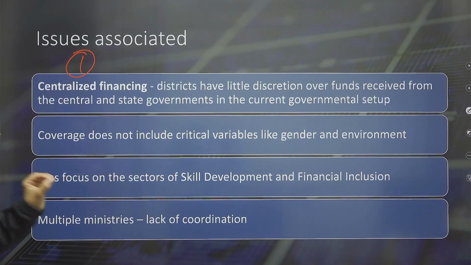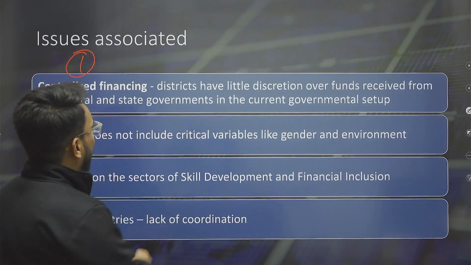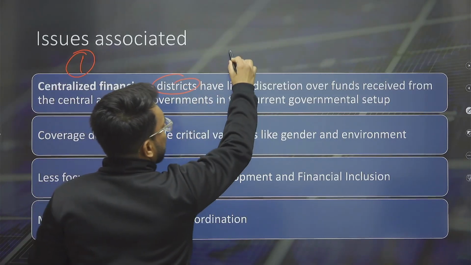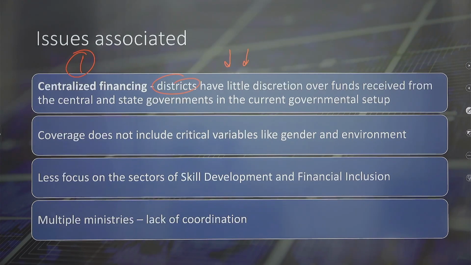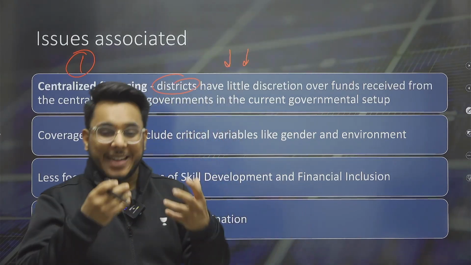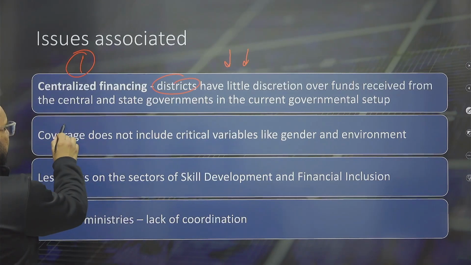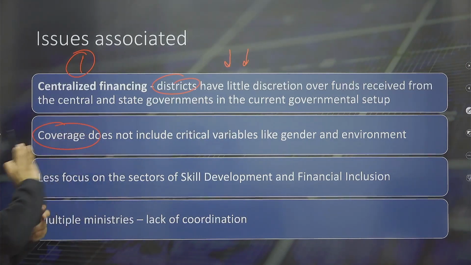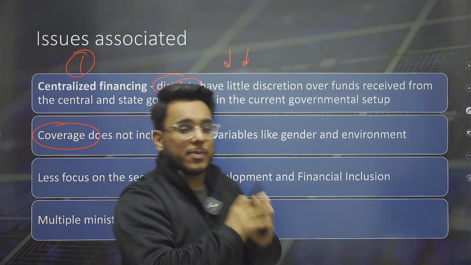Okay, in the funding, a lot of control will be with the central government, and by this, district discretion will go down. District discretion will go down. The central government and state government will be the ones taking decisions in terms of fiscal allocation. The next thing that comes here is the coverage of the scheme, or the goals that have been taken under the aspirational district.